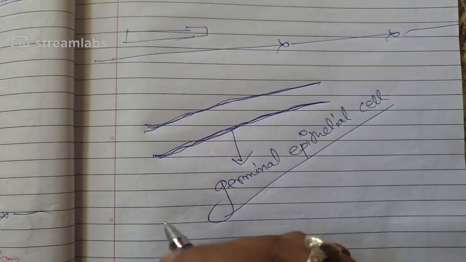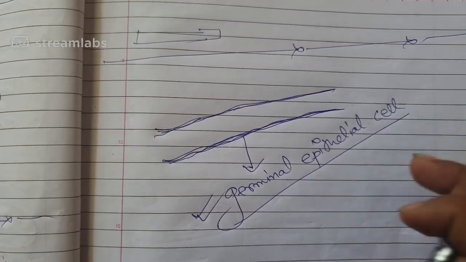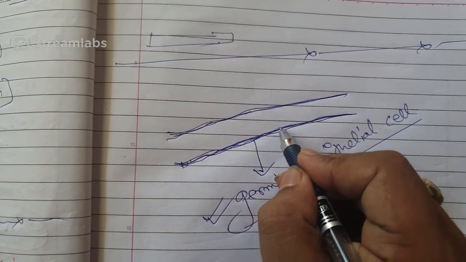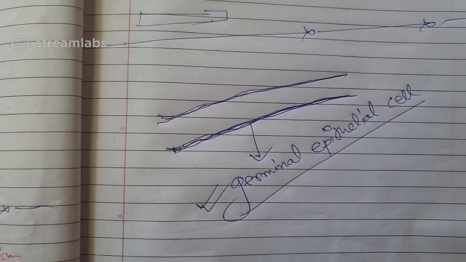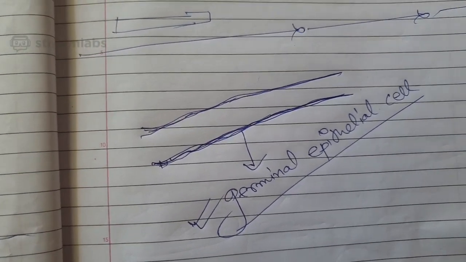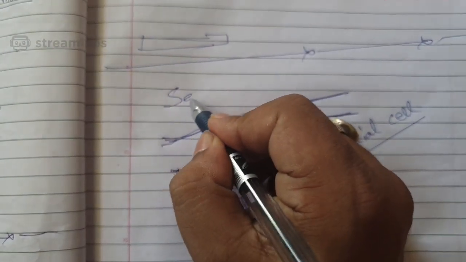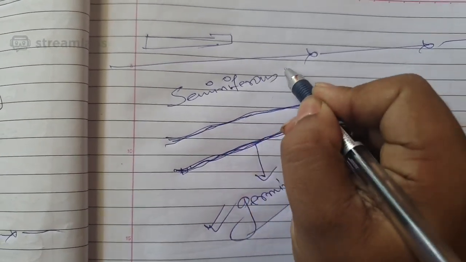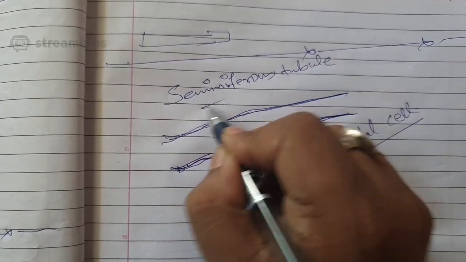Okay, so this is the germinal epithelial cell, and it forms the entire layer. So I hope that you understand this particular thing, and I hope that you understand this is the entire seminiferous tubule that I am showing you.